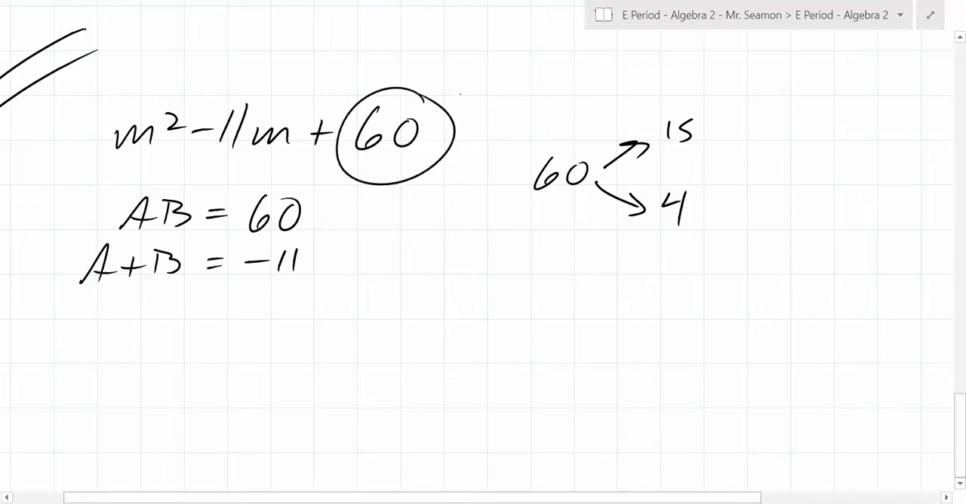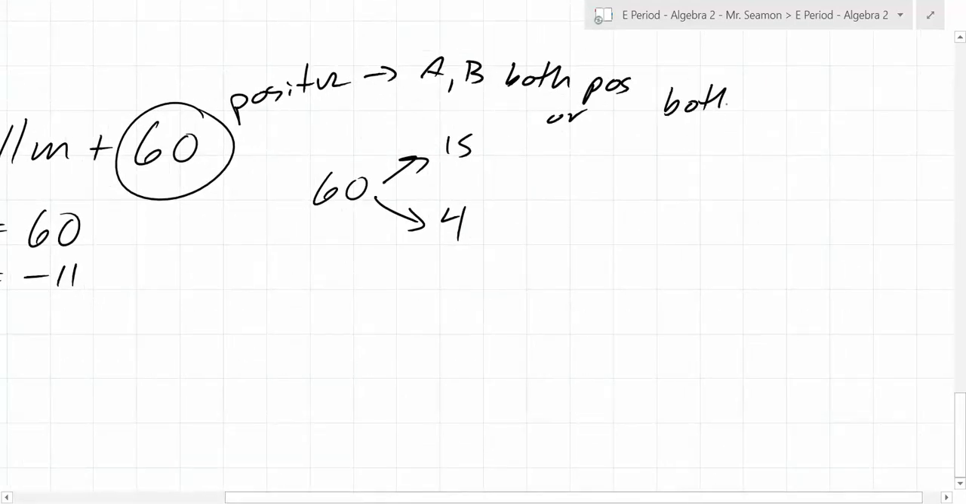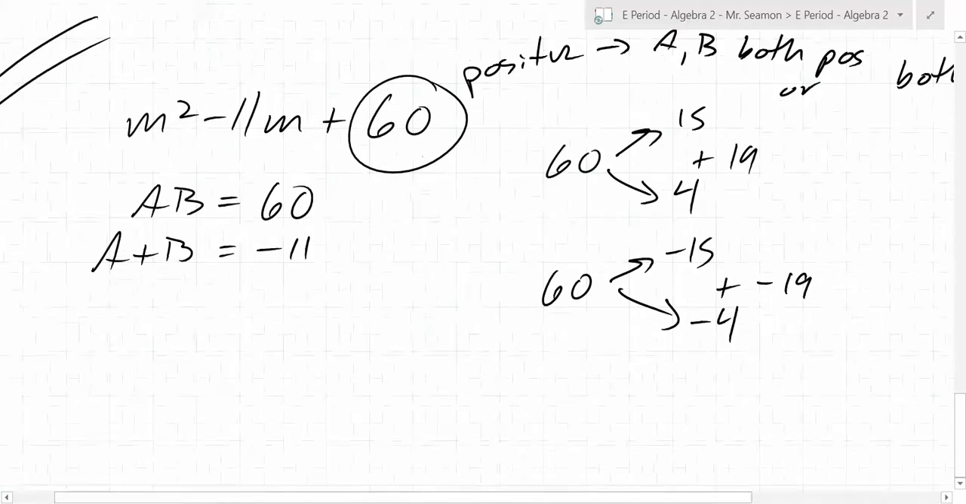If this is positive, it means that A and B both must be both positive or both negative, right? So theoretically, 60 could be what? Negative 15 and negative 4. The problem is, what happens when you add these? You get 19 and you get negative 19. Or either one of those negative 11?